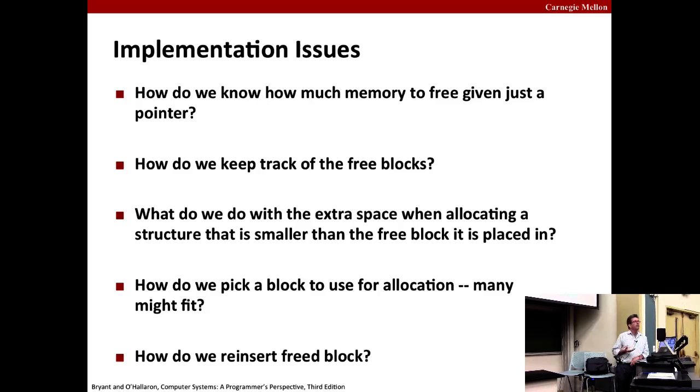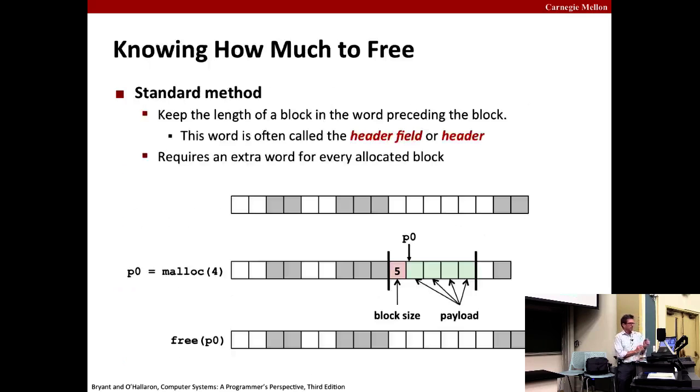There are a lot of free blocks in the heap. When the allocator gets an allocation request, how does it pick from among all of those different free blocks? There are many choices. And then when free tries to insert a free block, where in the heap does it insert it? And how do we reinsert a free block? What does that mean? Okay, so today we're going to look at all of these issues, starting with knowing how much to free.